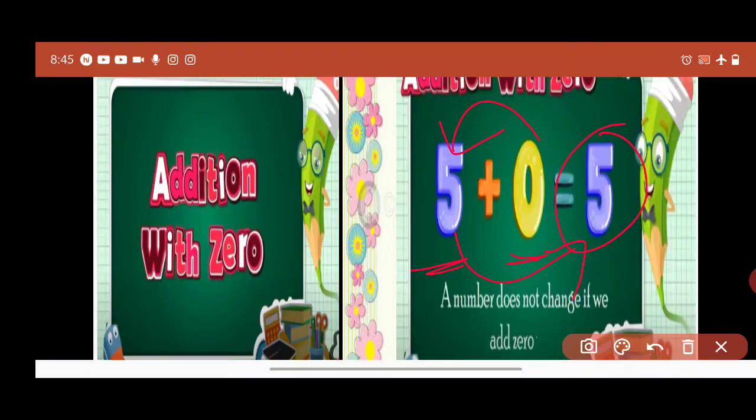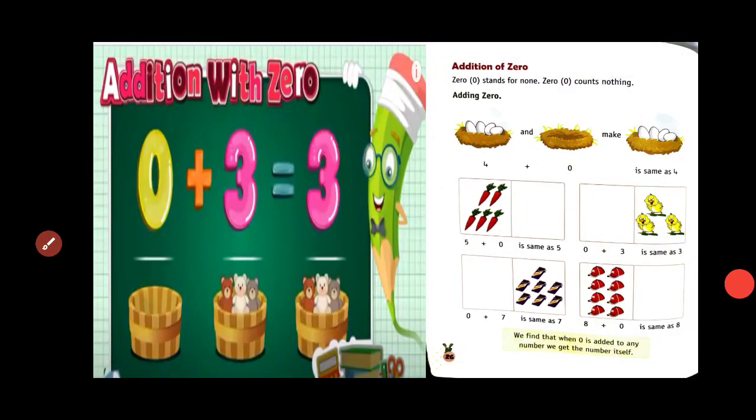Because 0 means nothing. 0 means nothing. Whenever you add 0 to any number, the answer will be that number only. For example, 7 plus 0, answer will be 7 only, right? So there are some questions related to this concept of addition with 0 on page 26 of the book Maths is Fun. First, let us look at one other example.